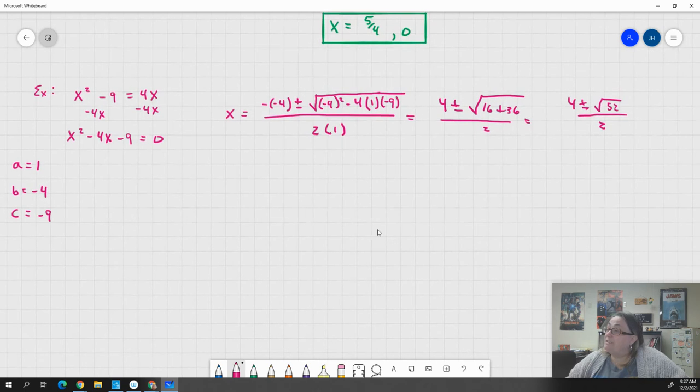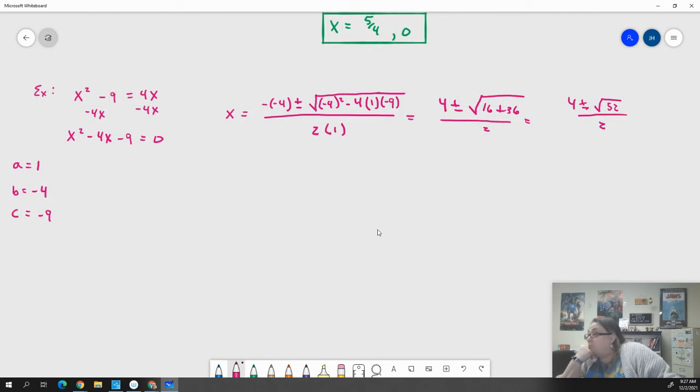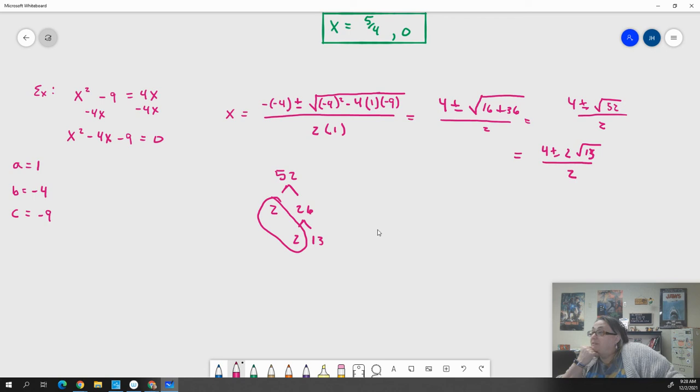Is that reducible? It's not a perfect square. 52 is not a perfect square, which means that I have to break up that 52. I have to see what I can pull out of it, right? And so I'm going to look at those factors of 52. Well, I know that 52 is 2 times 26, and I know that 26 is 2 times 13. So I can pull the 2's out, and I'm still left with that 13. So ultimately, I have 4 plus or minus 2 times the square root of 13, all over 2.